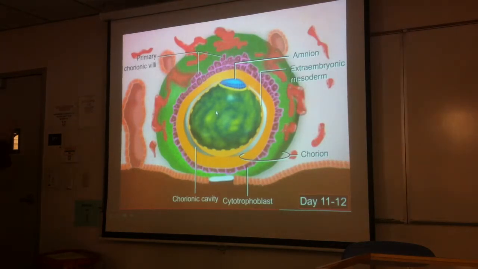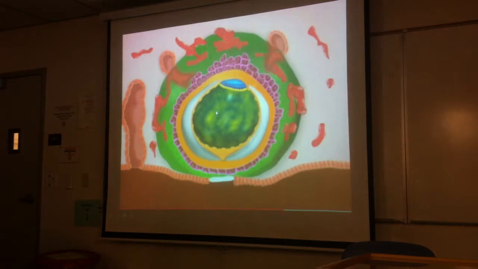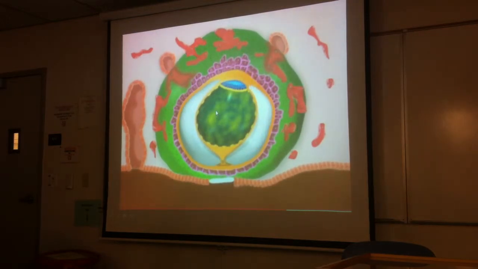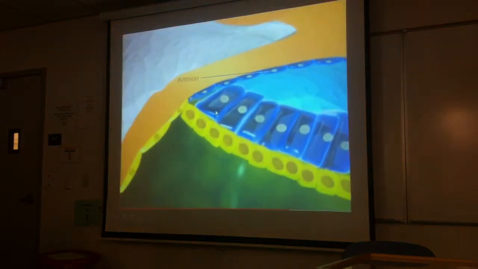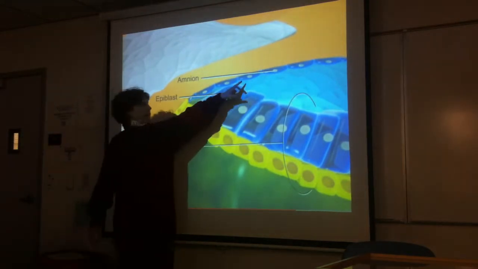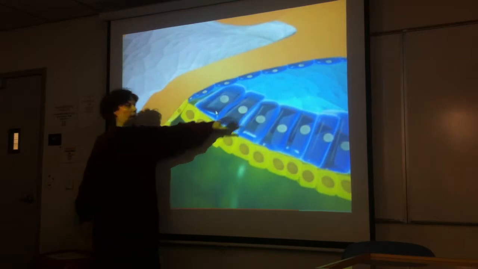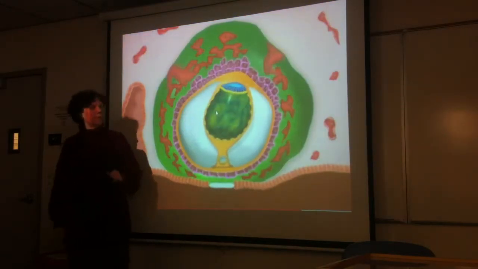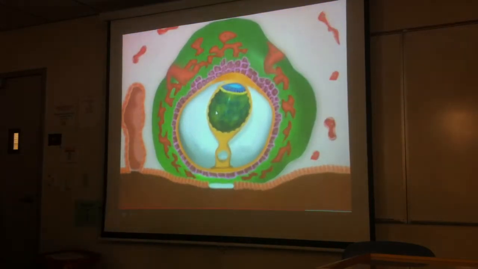All right, so we're going to come back and look at this step by step. And then we're going to look at the development. This is the inner cell mass, if someone was asking. So the amnion, the epiblast, and hypoblast are what develop from that inner cell mass.